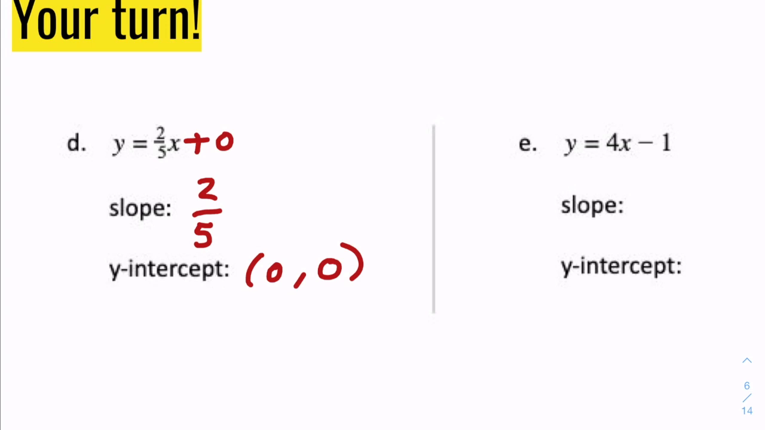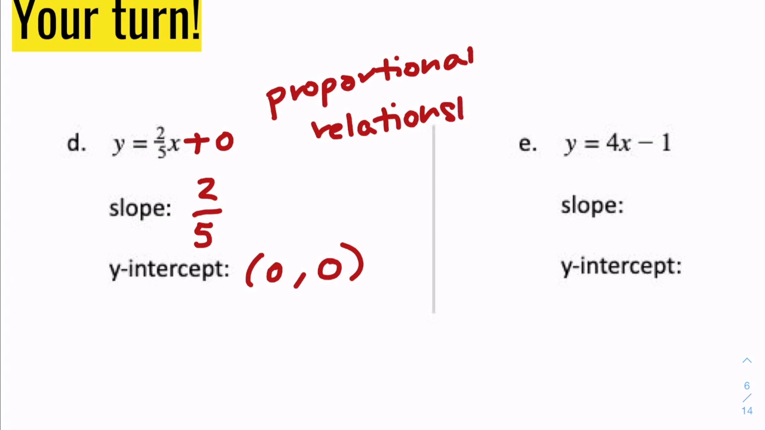That is also called a proportional relationship. A proportional relationship is when you have a line that goes through the origin. And this is something we've discussed in the past, but I've asked you on tests before, hey, does this equation represent a proportional relationship? And the only thing you have to figure out is, is the y-intercept the origin? In this case, the y-intercept is 0, 0, which is the origin.